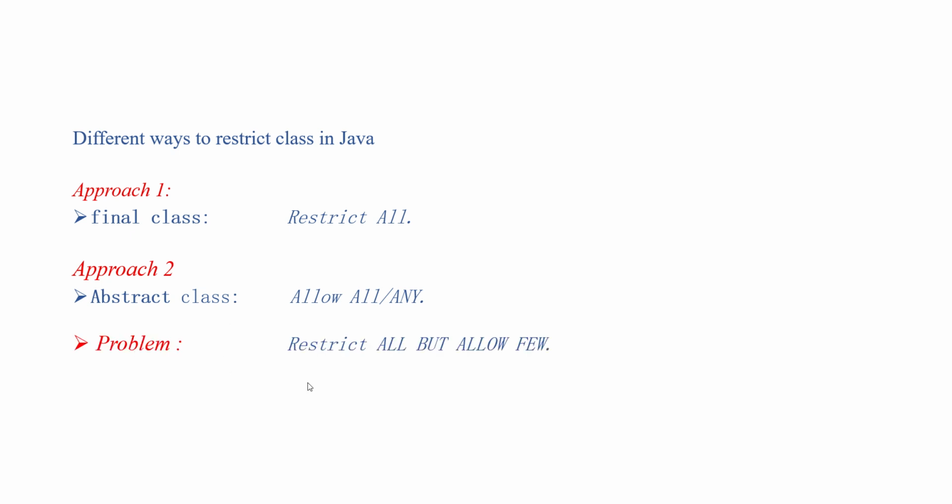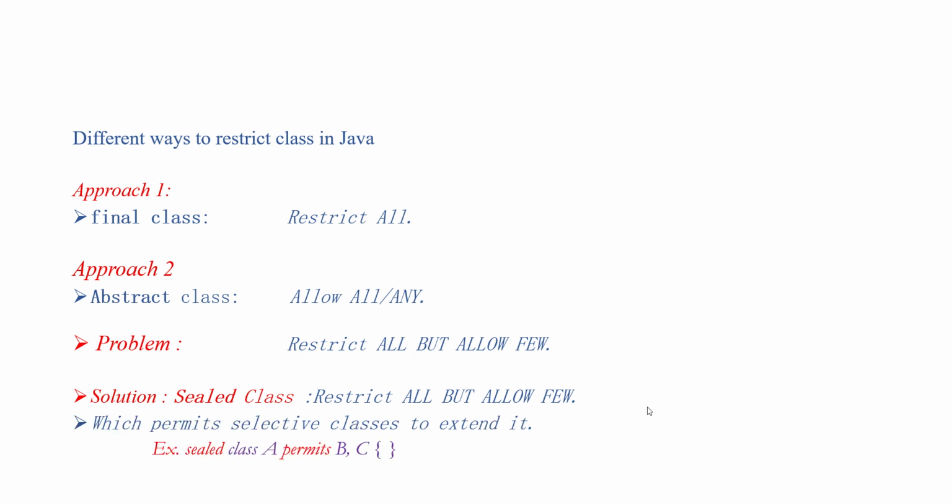So think about the other scenario. Let's say we want to restrict all classes but allow a few classes to extend a particular class. For this kind of scenario, there is no solution in Java with which we can implement it. To address such a scenario, the sealed class comes in: it will restrict all classes but allow a few classes to extend a sealed class.